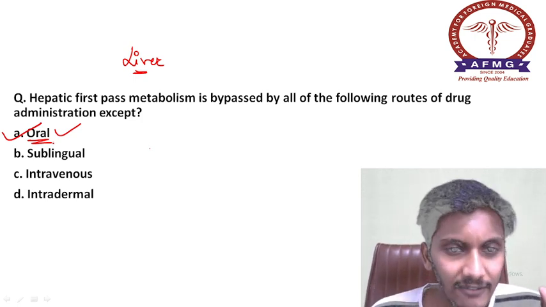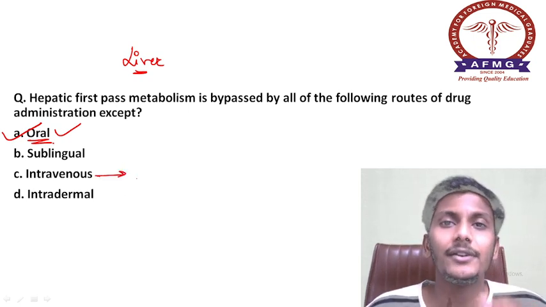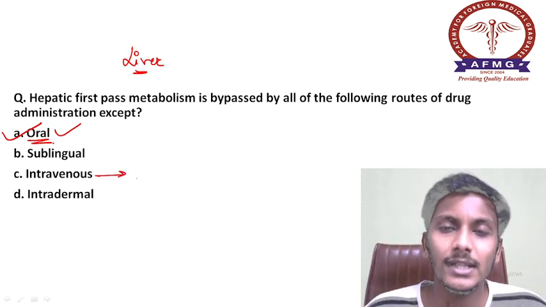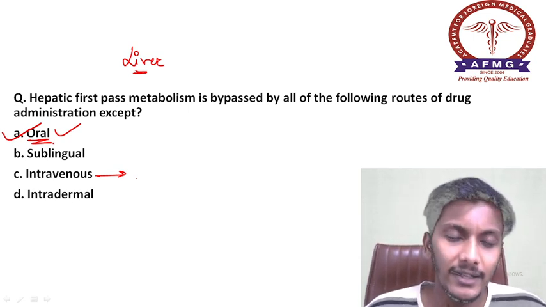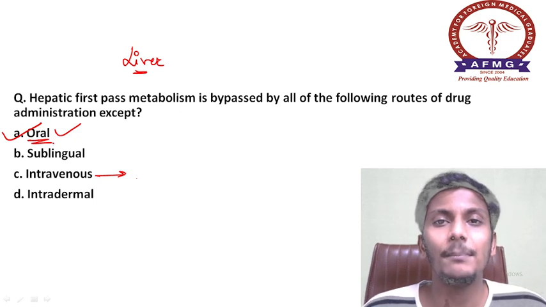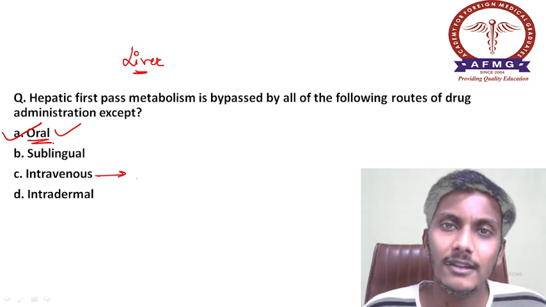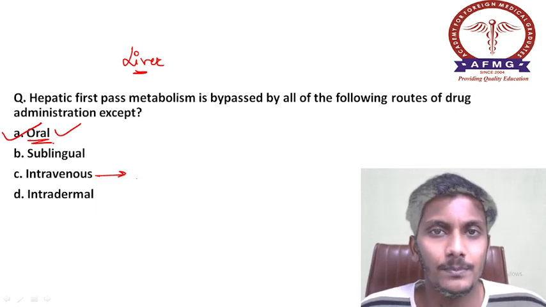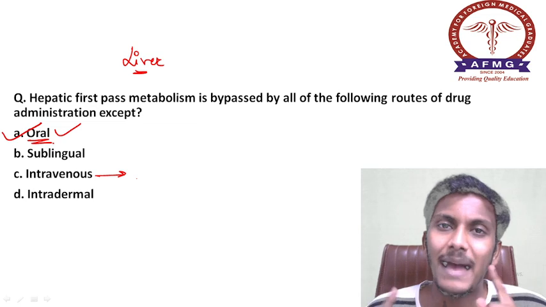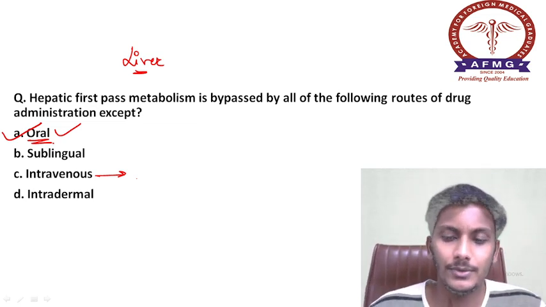Intravenous would have no hepatic first pass metabolism, because here the drug is directly administered into the systemic circulation. So the liver doesn't come into the picture directly, right? So please remember, before reaching the systemic circulation, if the drug is metabolized by the liver, that phenomenon is known as hepatic first pass metabolism. It is maximum with the oral route and minimum with the intravenous route.